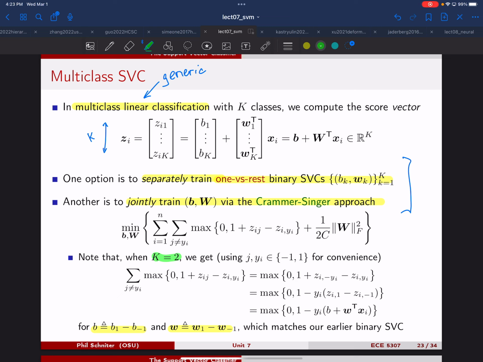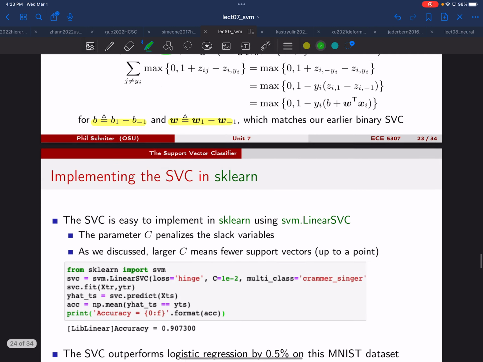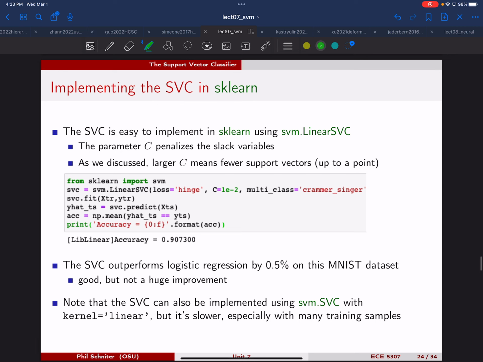Okay, so any questions on that? All right, so that's multi-class SVC. Let's talk a little bit about how we implement this stuff. So the main command in scikit-learn is called LinearSVC. And it should have a form that's pretty familiar because it looks just like all the other regression and classification commands we've seen before. So I'll just tell you about a few special things.